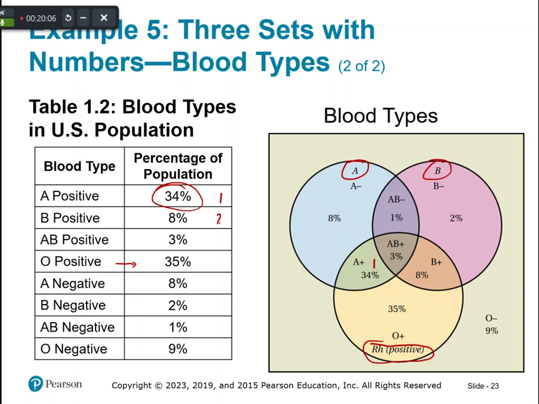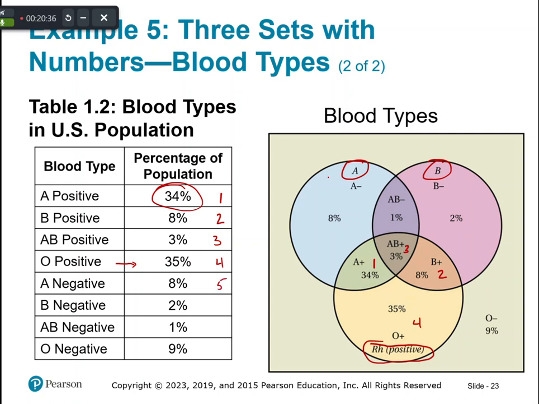B positive, in the circle for B, in the circle for positive, but not in the circle for A. AB positive, it's in A, it's in B, it's in the positive. This is the one that's in the middle. O positive, A, B, O is the lack of them. O that is positive is here. So this is 4, the yellow region with no overlaps.